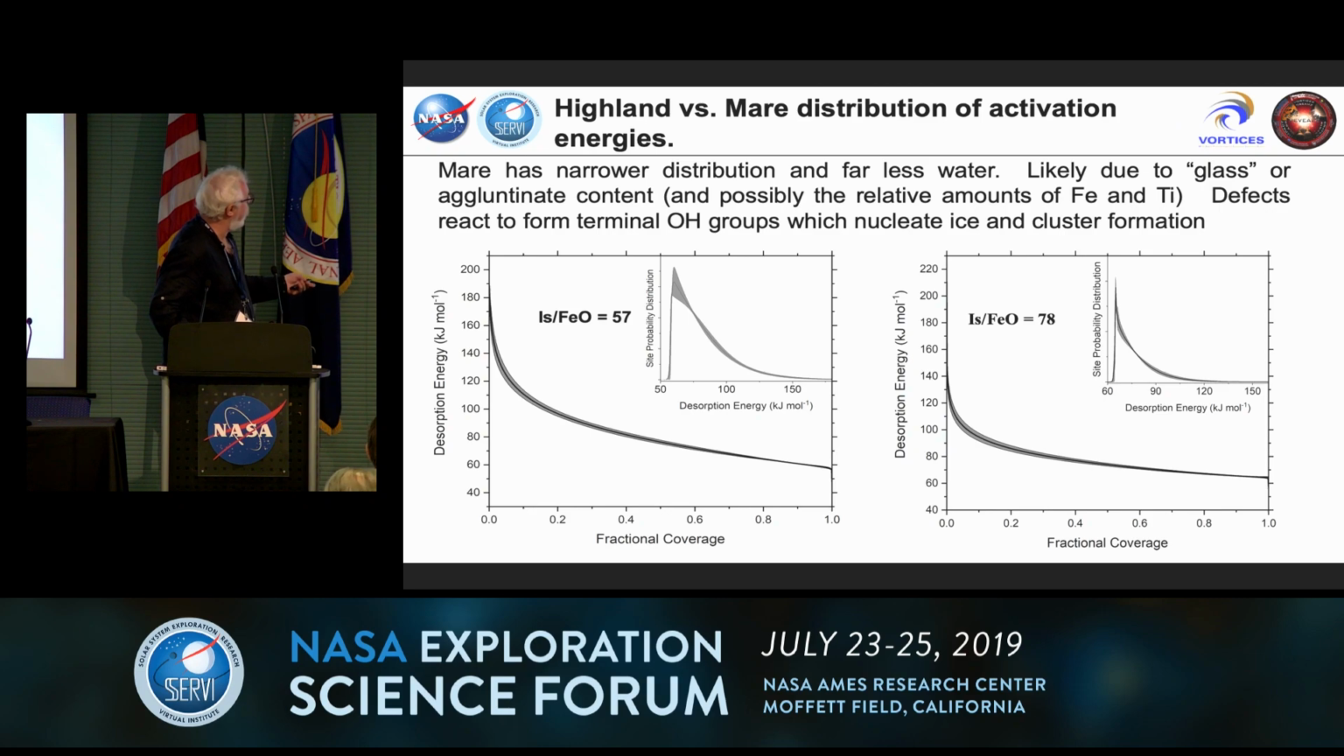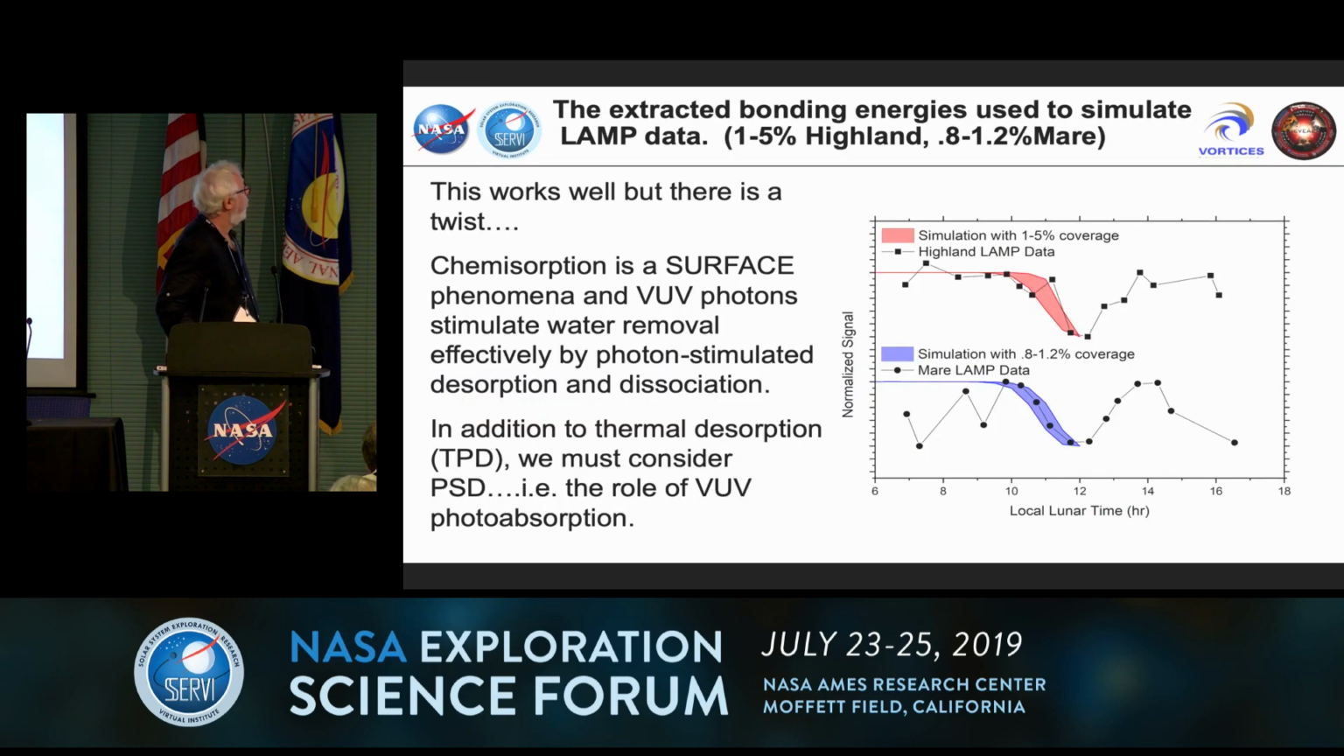And there's an anti-correlation actually with the maturity index, which I want to point out. Naively, you may think that the more space weathered the material is, the more water it takes up. This says the opposite. The more space weathered it is, the more glassy it is, then the less water it takes. Okay. So then we go back and we use these numbers and we fit the data again from LAMP. And we get exactly what Amanda got. It fits very well, right? Using this binding energy distribution.